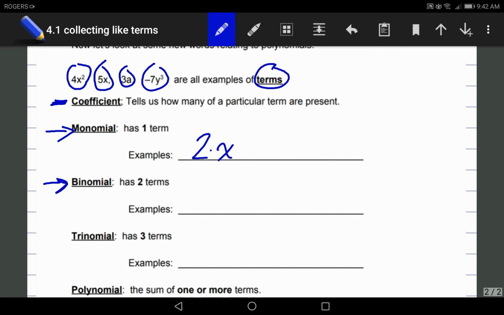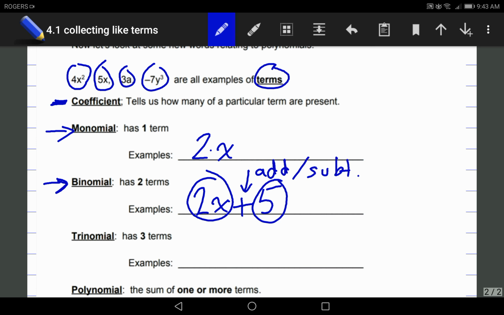Well, that is two terms. So a binomial might look like this: 2x plus 5. Okay? So that is, let's say, a binomial. It has two separate terms separated by an addition or subtraction sign. So if you hear me say binomial, that means that an expression has two terms in it. Two terms, each of them separated by either a plus or minus sign.